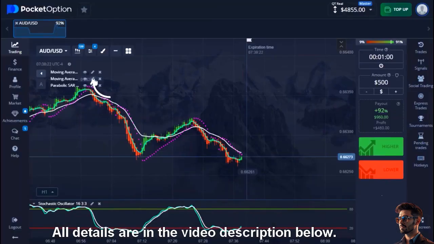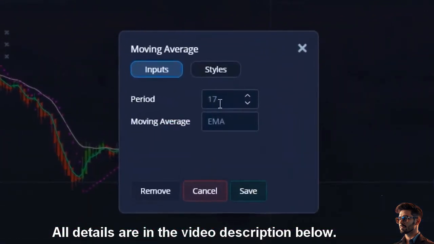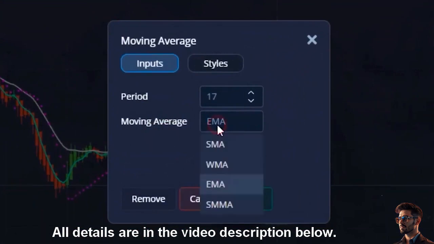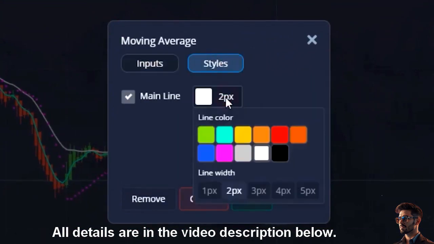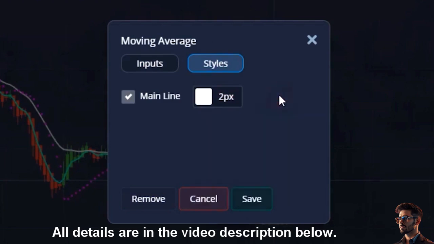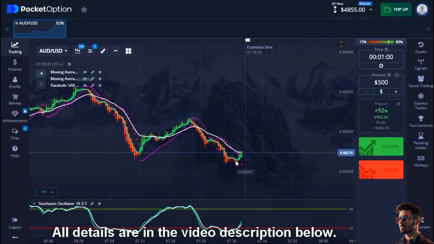My second moving average comes with a period of 17, and the moving average is EMA. On the style part here, I make use of white color, and of course I take my line to be on 2 pixels. So that's pretty much it. When you're done, you hit save.